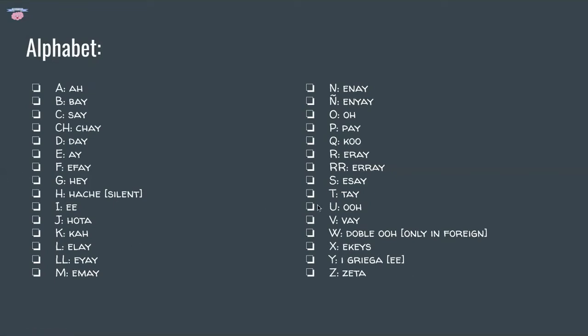The vowels are the most confusing in Spanish because a lot of them switch places with another one. So A is A, E is A, I is E, O is O, U is U. O is the only one that is itself.